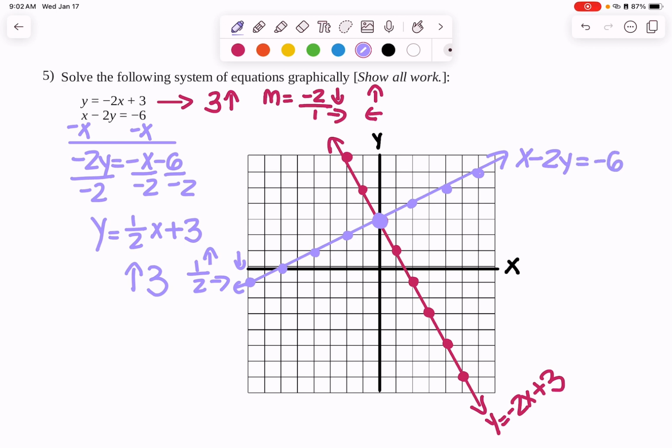negative 6. And look, the point where they cross is right here. For that point, we didn't go left or right, so that's 0. We just went up 3. 0, 3. That is our solution.